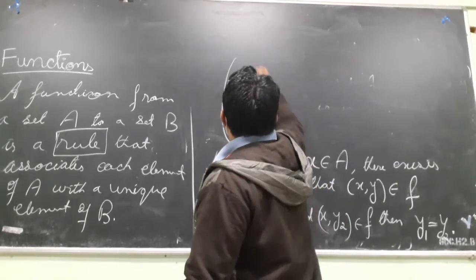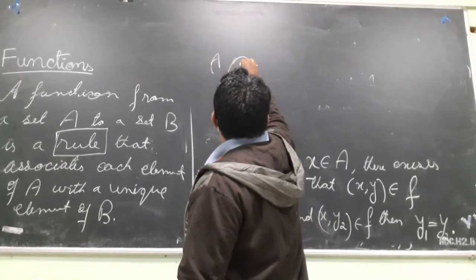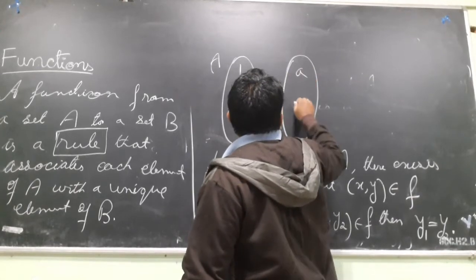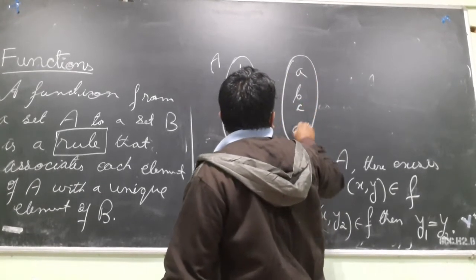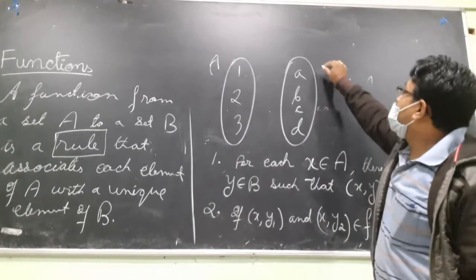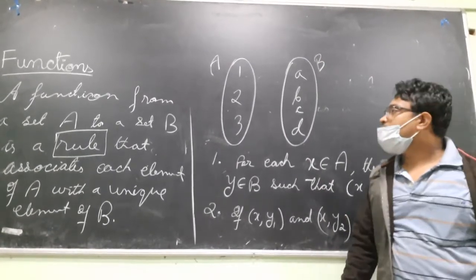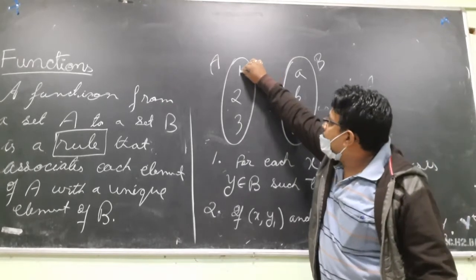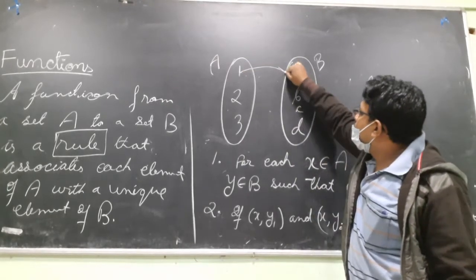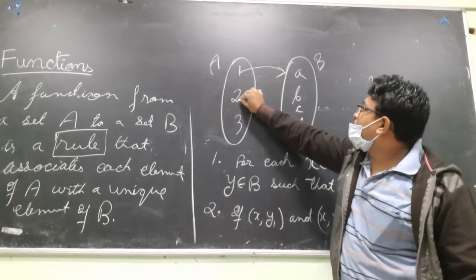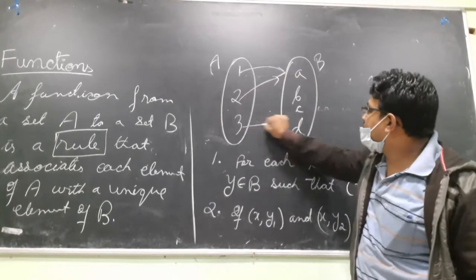Say I write this as A, say 1, 2, 3. And this one I write as A, B, C, D. A and B can have different elements, no problem. Suppose I take 1 to A, and suppose 2 to A, and 3 to B.